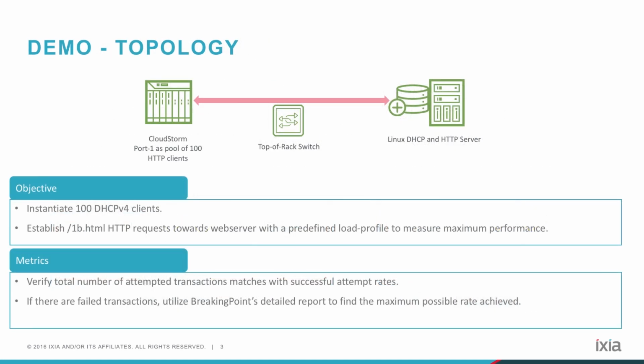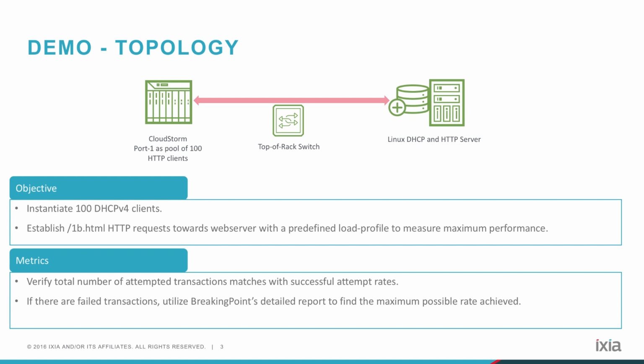The topology for this demonstration is fairly straightforward. I have the CloudStorm 10GB load module in 10GB BreakingPoint mode connected to a top-of-the-rack 10GB switch, which is also connected to a bare metal server running the Linux operating system and the Nginx web server.